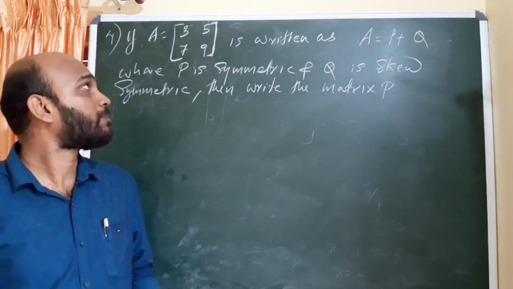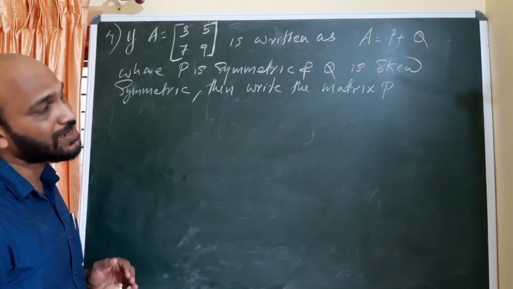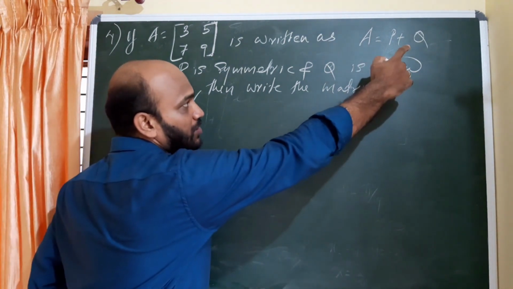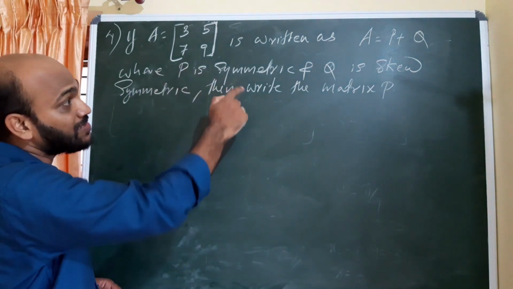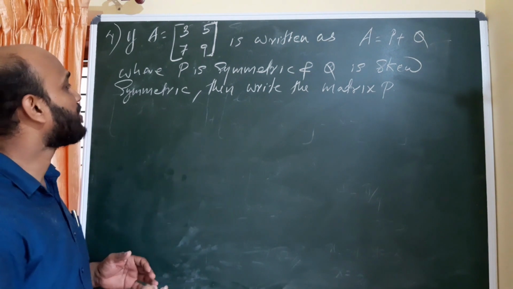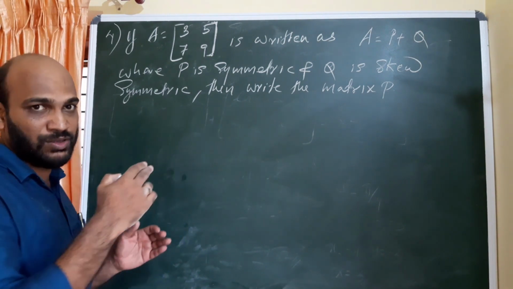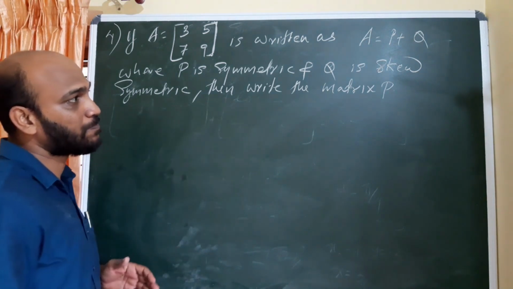Consider question number 4. If A equal to matrix 3, 5, 7, 9 is written as A equal to P plus Q, where P and Q are two matrices, where P is symmetric matrix. Symmetric means A transpose equal to A, and Q is skew symmetric. Skew symmetric means A transpose equal to minus A. Then write the matrix P.